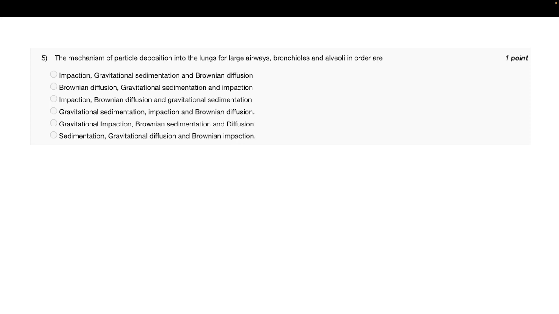The next question is: the mechanism of particle deposition into the lungs for large airways, bronchioles and alveoli are in the order of? Any guesses? The first option. Okay, the first option: impaction, sedimentation, and diffusion. Okay. Thank you. Anybody else? First option, madam. Okay. Others?